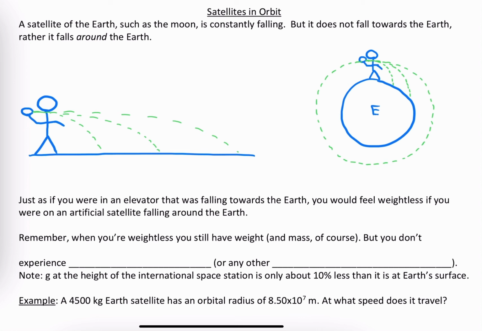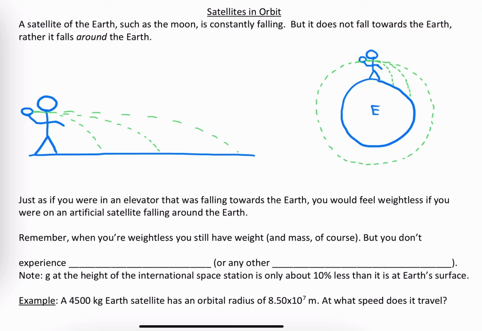This is called orbit. When we put satellites and space stations and spacecraft into orbit around Earth, this is exactly what's happening. We're basically throwing them with a rocket fast enough that even though they're getting pulled towards Earth, they never actually get any closer. Rather than falling towards Earth, they fall around the Earth.